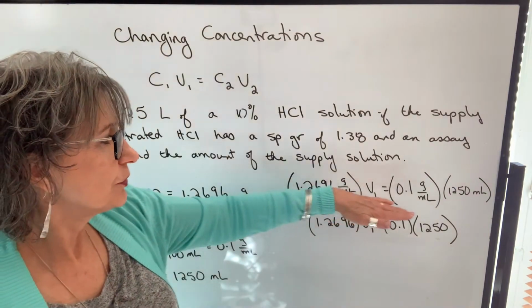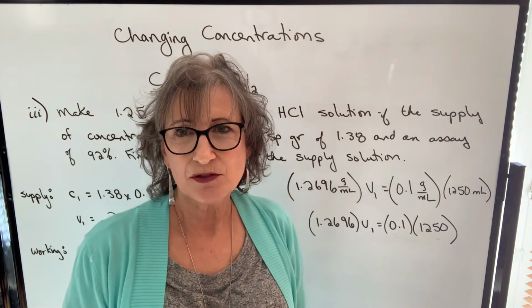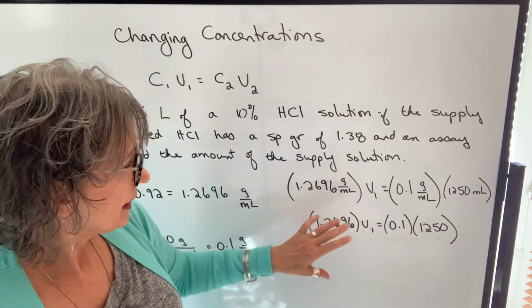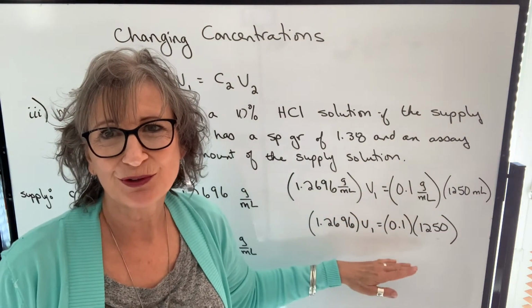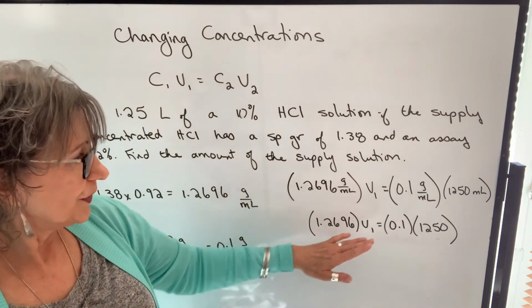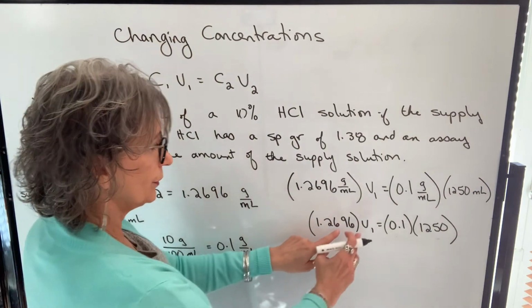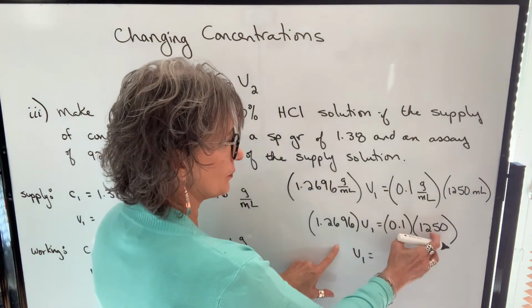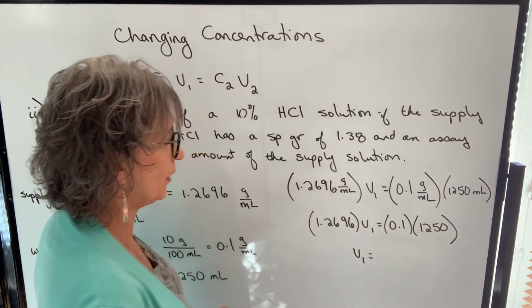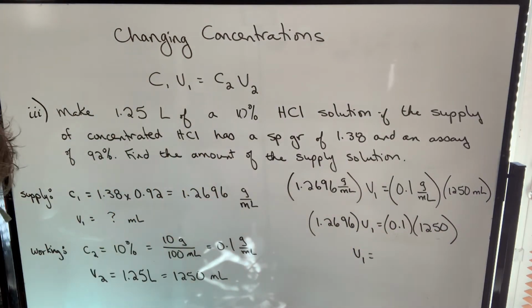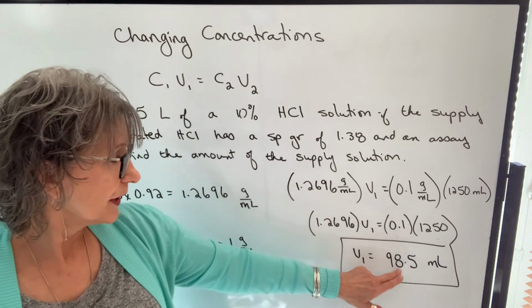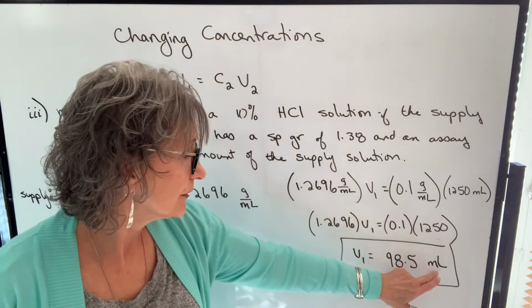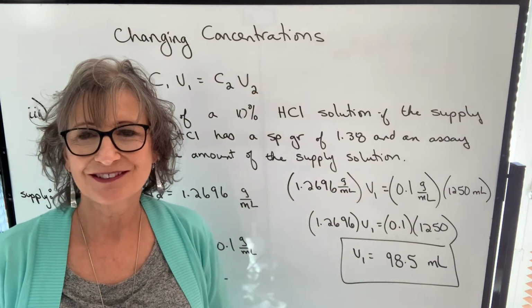I like seeing the units there because it keeps students on track, making sure the units are consistent. But when I do the math, I'm going to ignore the units now that I know that everything's consistent. So in order to solve for V1, I'm going to multiply 0.1 times 1250, and then I'm going to divide by 1.2696, and I get an answer of 98.5. I know it's a volume that has to be in milliliters, so 98.5 milliliters.